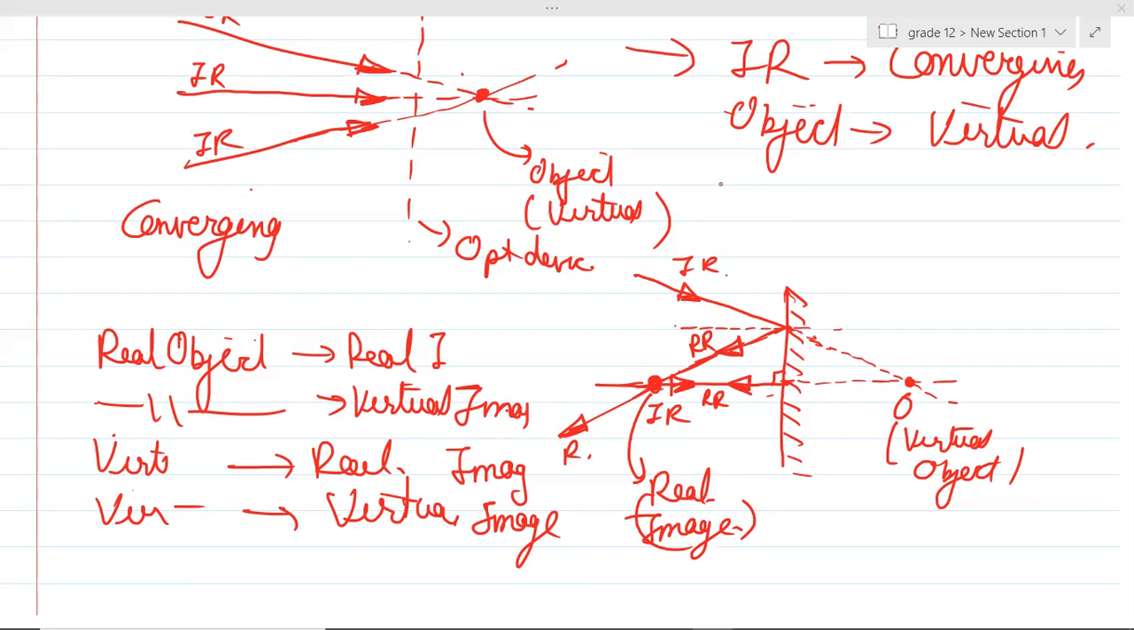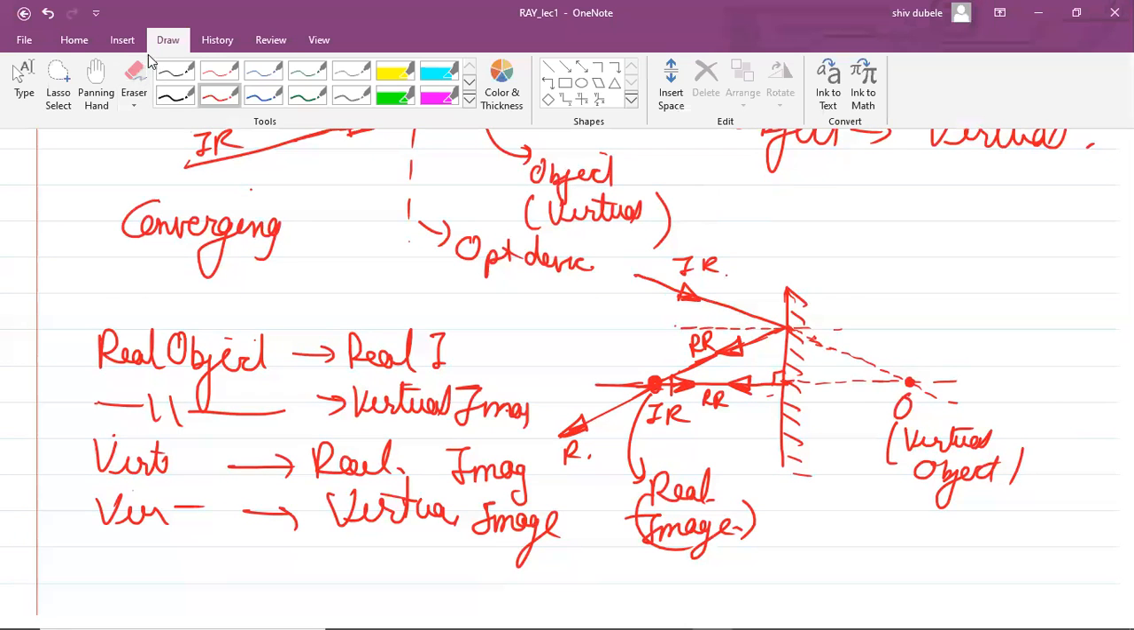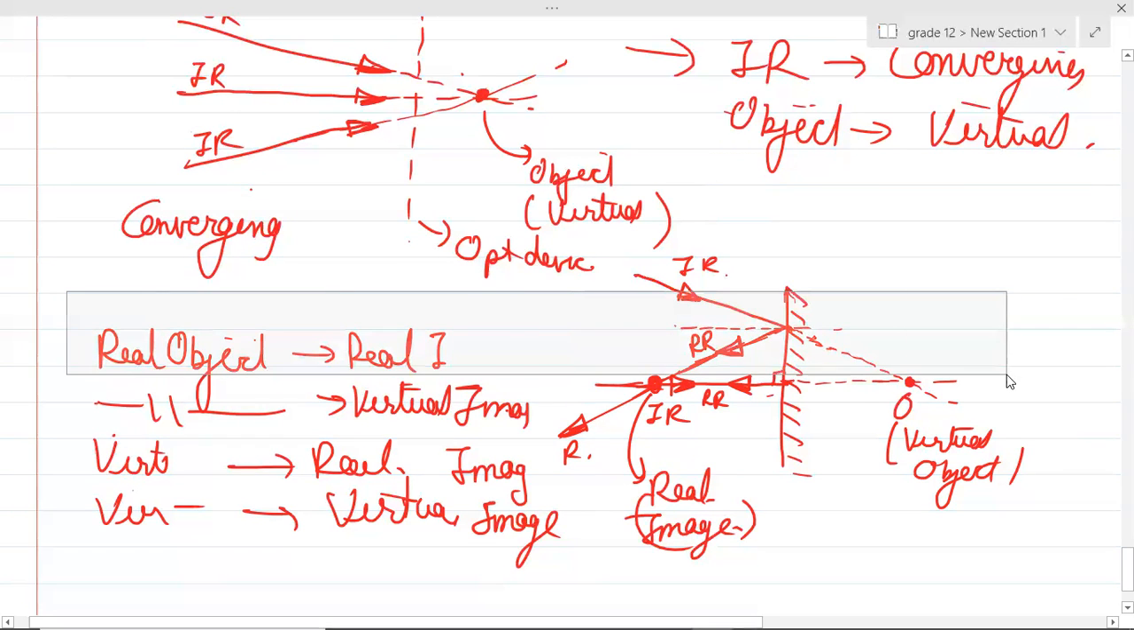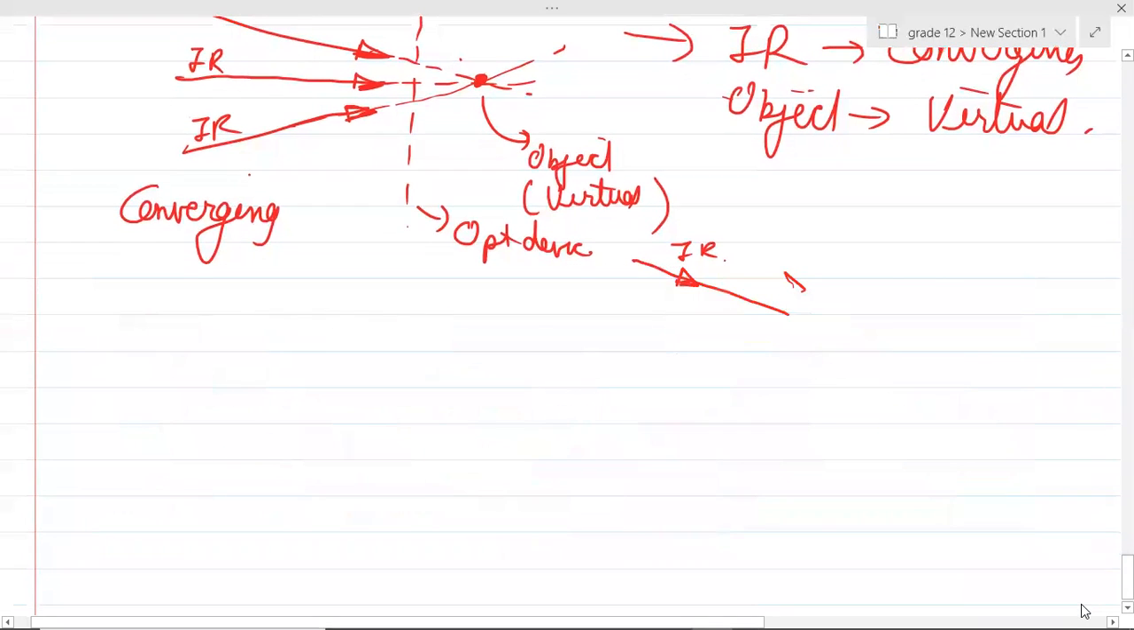Okay. And all of this is with respect to that optical device which I'm drawing in the middle. That optical device can be anything. It can be this thing. It can be anything. Anyways, we'll talk about these diagrams later on as well.